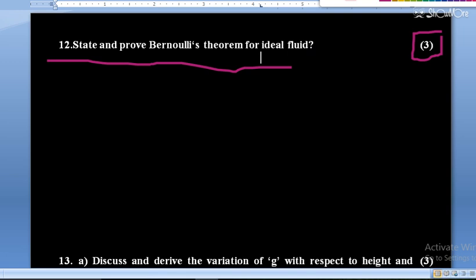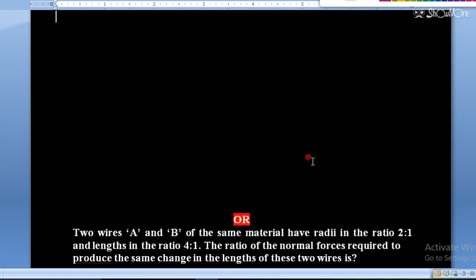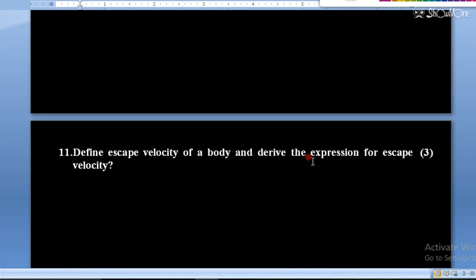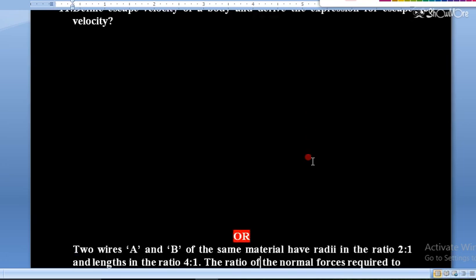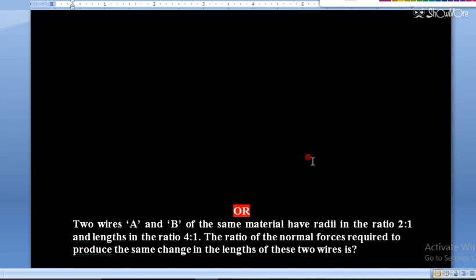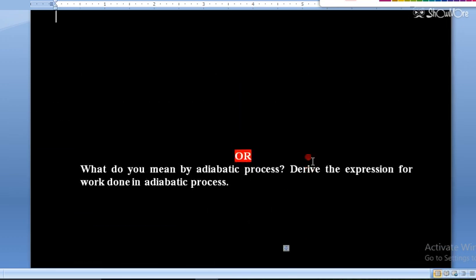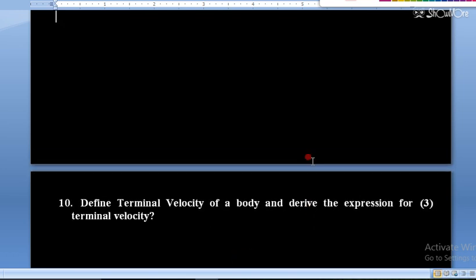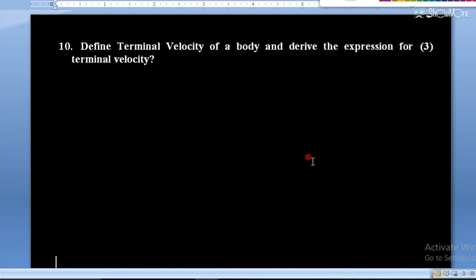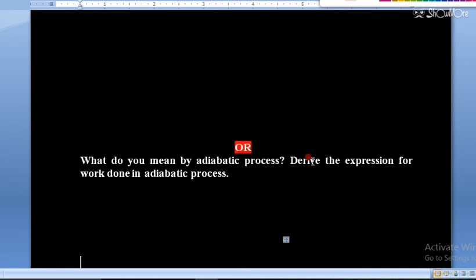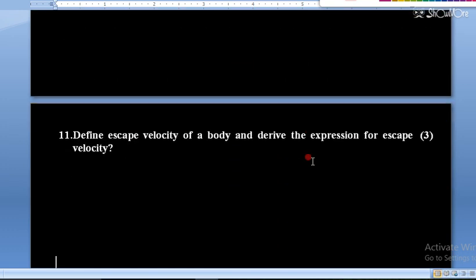So three questions of 3 marks we have discussed, and one of them was numerical also. This numerical was in the choice of escape velocity. Escape velocity derivation you have to do, or you have to do this Young's modulus numerical. Before that 3 mark question, yes, there was adiabatic process work done and terminal velocity derivation. So there is a choice between these two questions also, terminal velocity or adiabatic process work done. So these are the 3 marks questions.